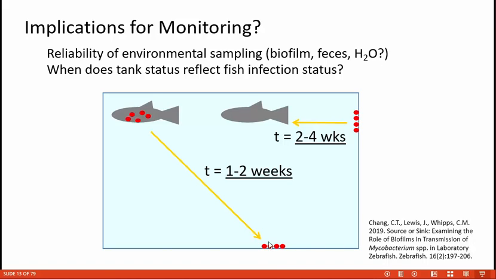So if you're looking at surface biofilms or detritus, you really want to target those specific mycobacteria that are problems that could have come from the fish. If you just say, let's see if there's mycobacteria, you might find them, and that doesn't necessarily tell you that they're in your fish.